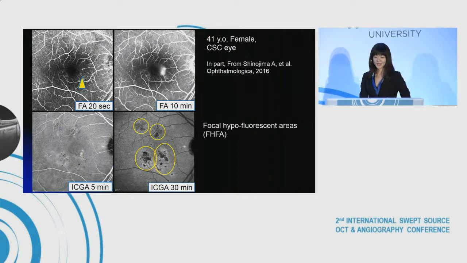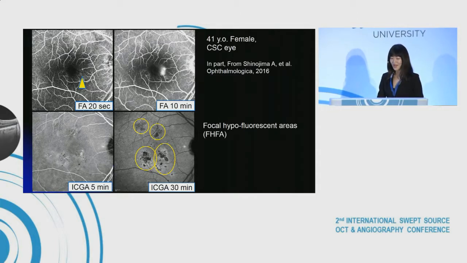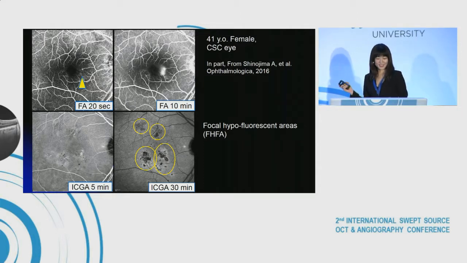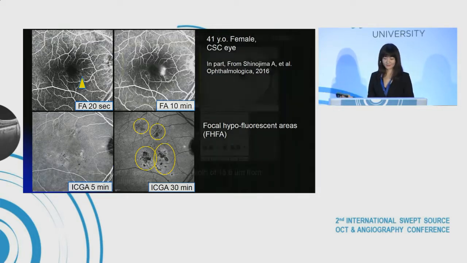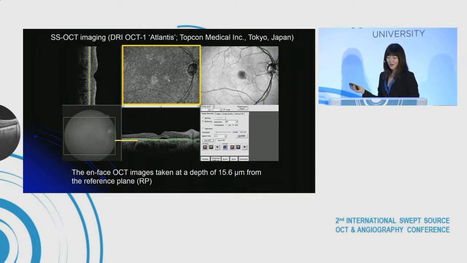We previously identified the locations of focal hypo-fluorescent areas, FHFA, on late phase ICGA in patients with CSC using en face OCT. Volume data of the posterior pole were acquired. The data were automatically segmented and flattened using prototype software with Bruch's membrane serving as a reference plane.